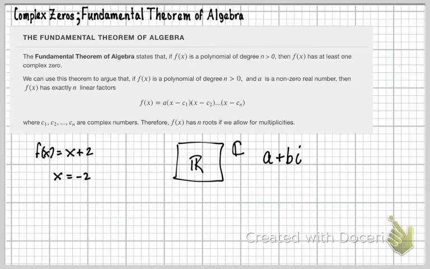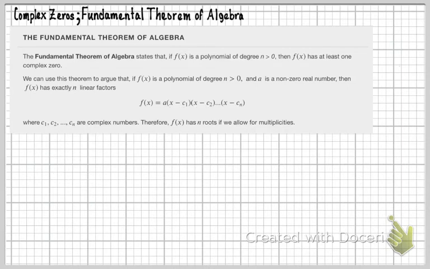So to say at least one complex zero, I have to understand that the real numbers are contained inside of the complex numbers. So just be aware of that. That's what makes that okay to say. Now, what's nice about this is I now know every polynomial can be broken down into linear factors. So let's take a look at this problem.